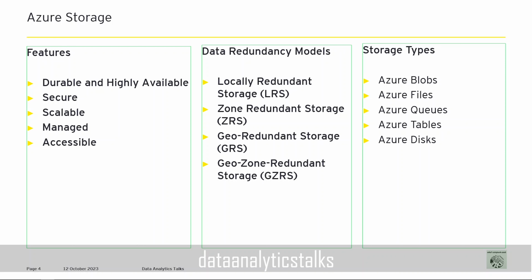They are locally redundant storage, LRS, and zone redundant storage, ZRS. Zone means availability zones. Then we have geo redundant storage, GRS. Geo means geography. Then we have geo zone redundant storage, GZRS. Please remember this if you want to go for your exam, the different types of data redundancy models.